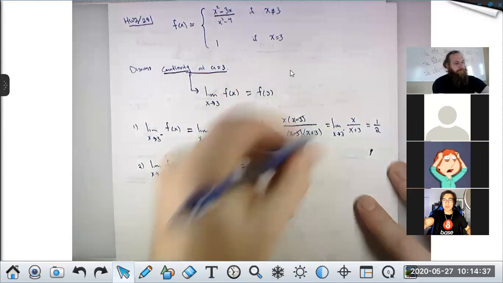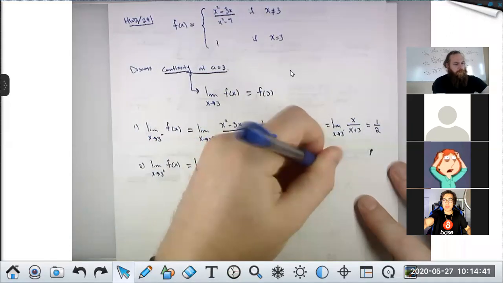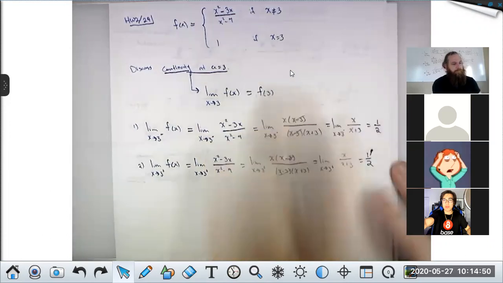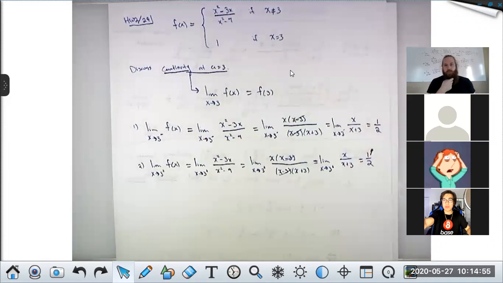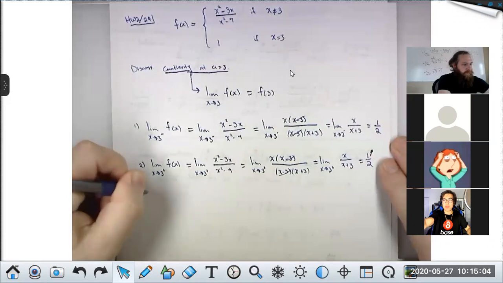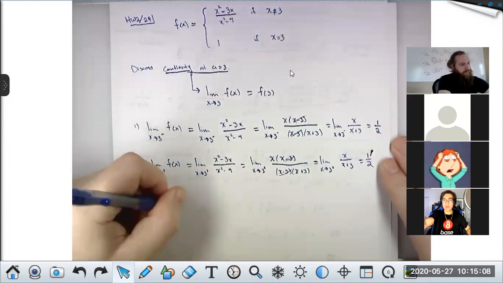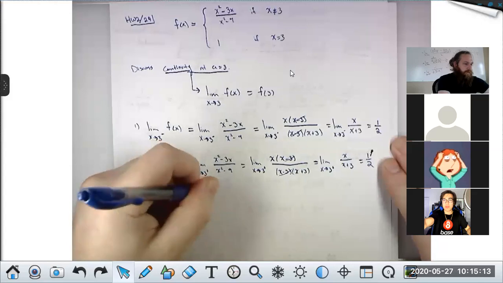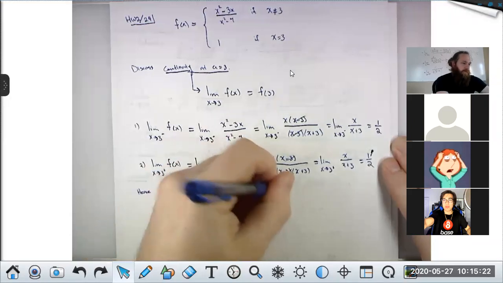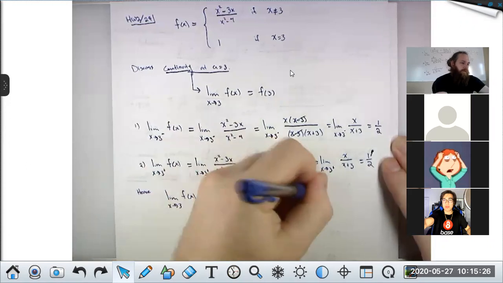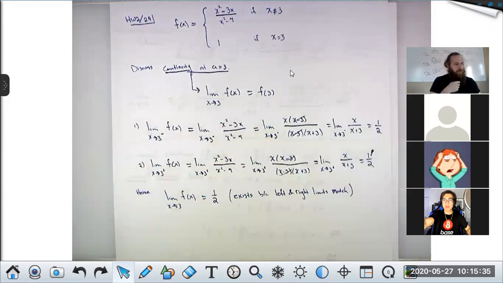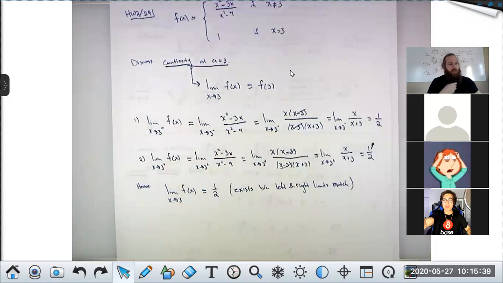I cancel the x minus 3s. I'm left with the limit as x approaches 3 from the right of x over x plus 3. And I can go ahead and plug 3 in here and I get 1/2 again. Okay, so the left and right limits are the same, which means that the overall limit does exist. It's 1/2. We say that this limit exists because the left and right limits match, and its value is 1/2 because that is the matching value of the left and right limit.